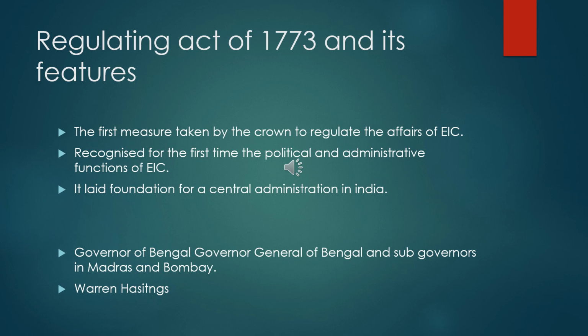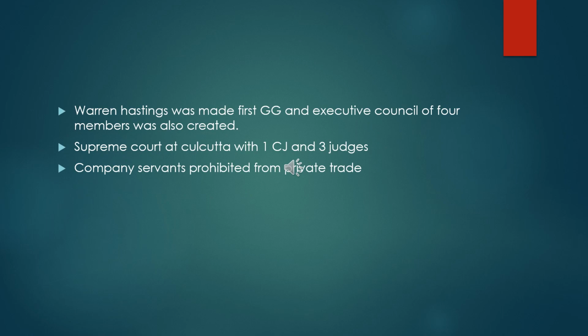There were other provisions also, for the establishment of a Supreme Court at Calcutta, comprising one Chief Justice and three other judges. It prohibited the servants of the company from engaging in private trade or accepting any gifts from the natives. And through this act, the British Crown started controlling the East India Company's affairs in India. These are all the features of the Regulating Act of 1773.